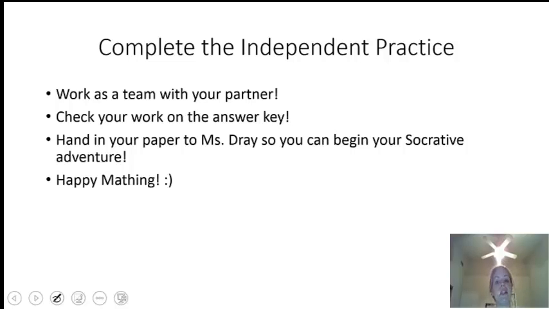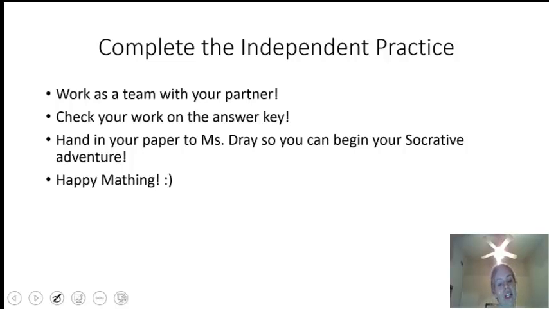Now you're going to complete the independent practice. Here's some advice for you. Please work as a team with your partner. Check your work on the answer key that's at the back of the room. And once you hand in your completed paper to me, you can begin your Socrative adventure. And I'm really excited to see the competition that happens.